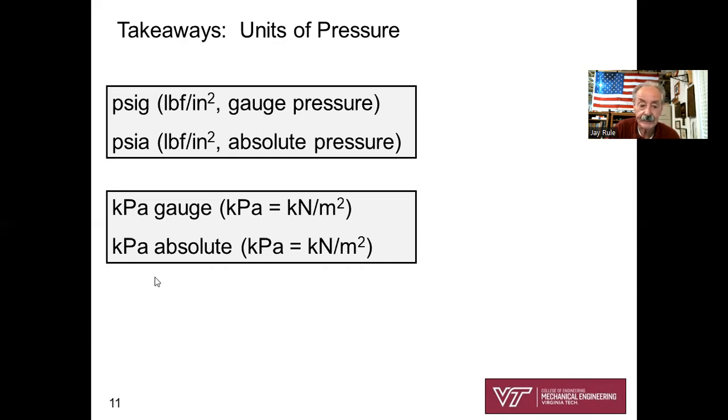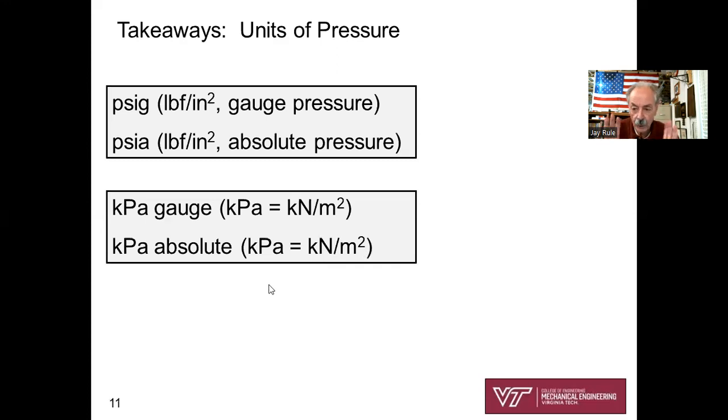Okay. Similarly, in SI, notice here, we don't say kPaA and kPaG. We could just write out kPa gauge pressure, units kPa, or kilonewtons per square meter. Absolute pressure, kPa absolute, kPa equals so many kilonewtons per meter squared.